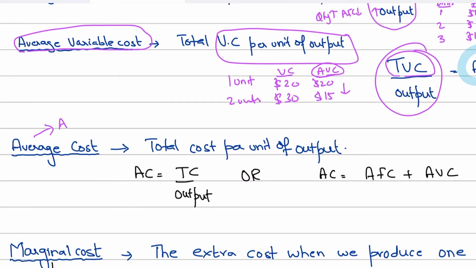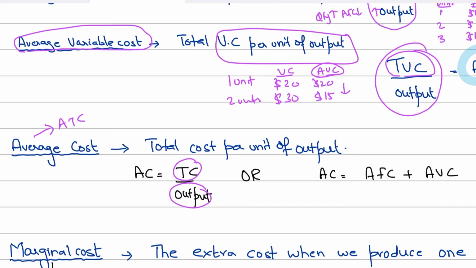Average cost, also known as average total cost. Basically, we are taking total cost and dividing that by the output. So we are just checking how much total cost is absorbed in a single unit. So it's total cost per unit of output. That is how much total cost is absorbed in a unit, right? How much does one single unit cost us in total? So the formula is total cost divided by output.